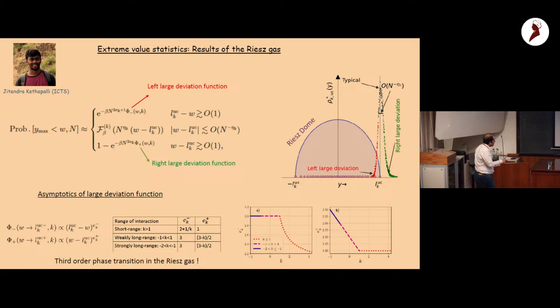So this is basically a summary of the result, where the left and right large deviation functions are known explicitly. But for the Ries gas, we don't have much to say about the typical region because that's not an easy calculation, but we'll present numerics for the typical region. If you look at the asymptotics of the large deviation function, you will see that even this model, the Ries gas, also has a third order phase transition, and that's a very interesting aspect of the Ries gas.